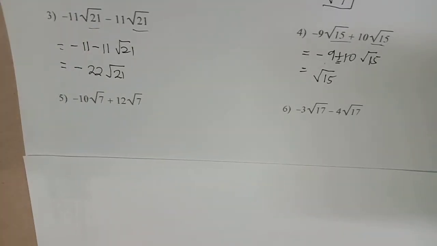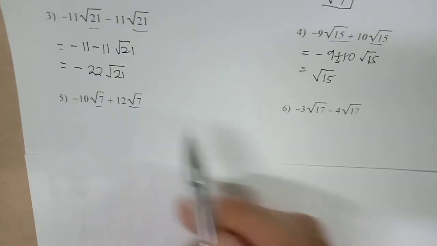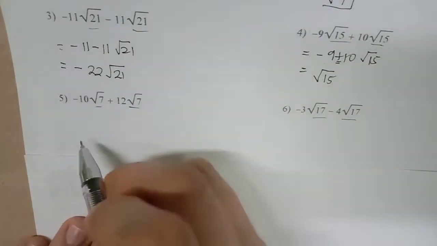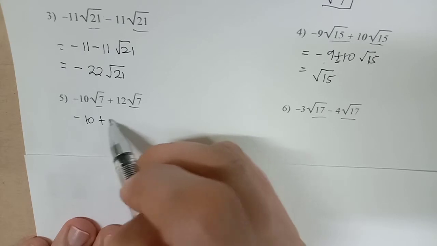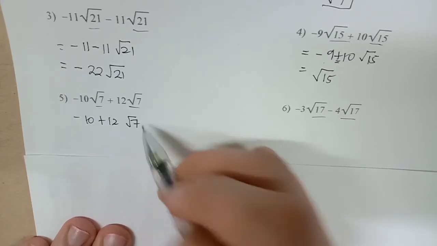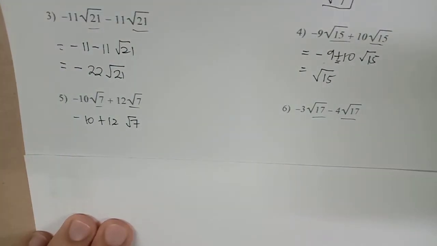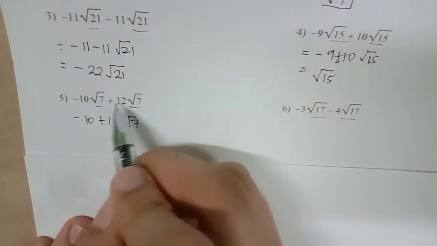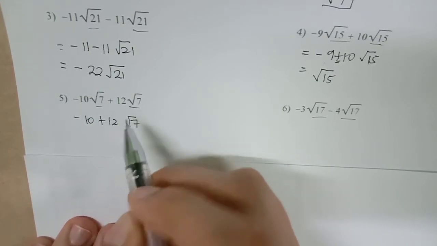So, let's have another example. Parehas na naman po sila. Mapapansin ninyo, negative 10 plus 12 square root of 7. Yung nasa labas lang po yung i-perform natin, ha? Copy lang po yung term na parehas sila. Kaya hindi ko po ina-add yung mga number sa loob.